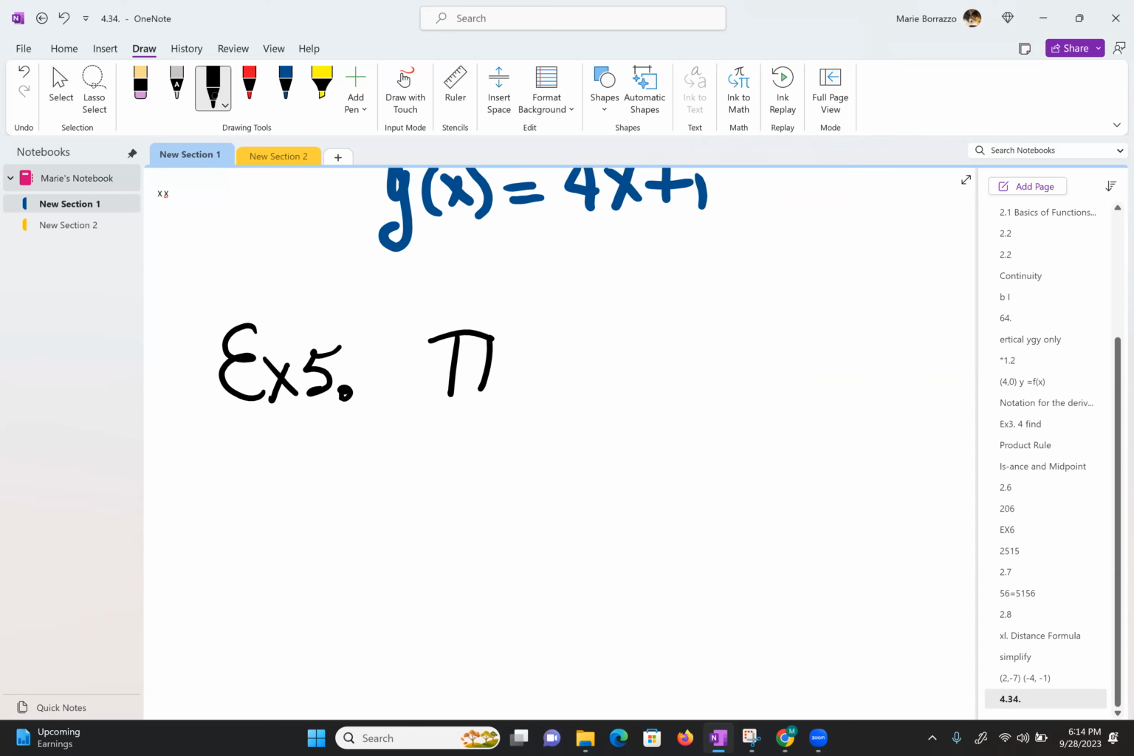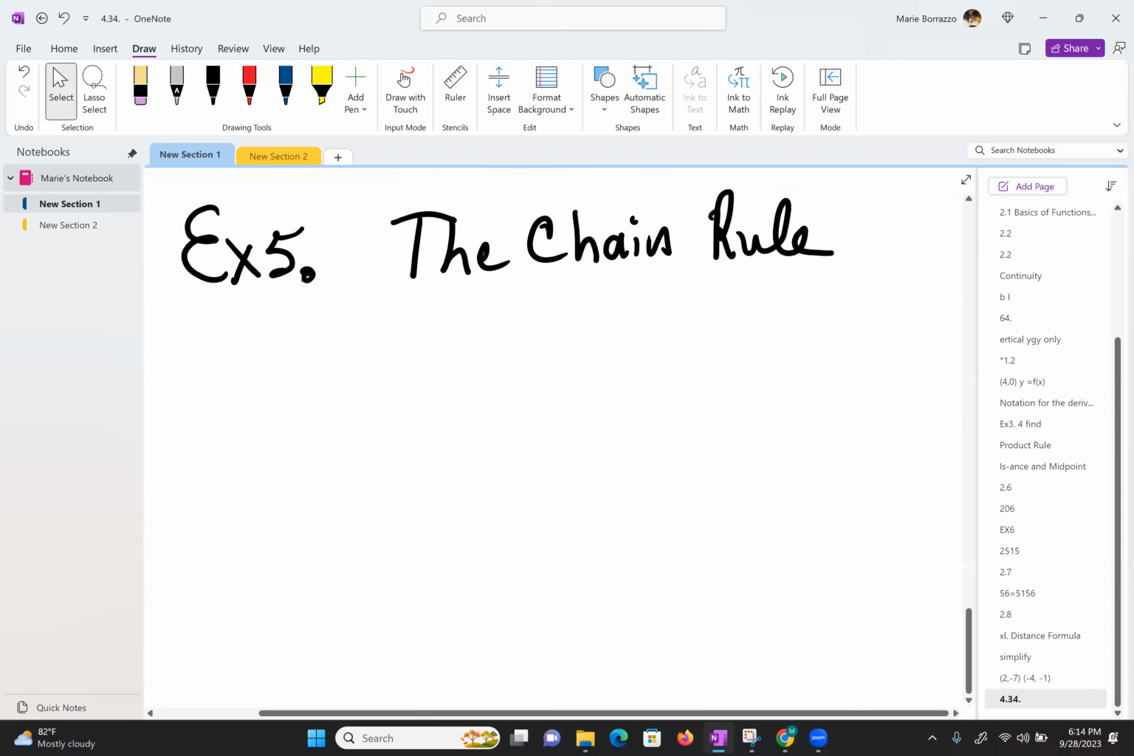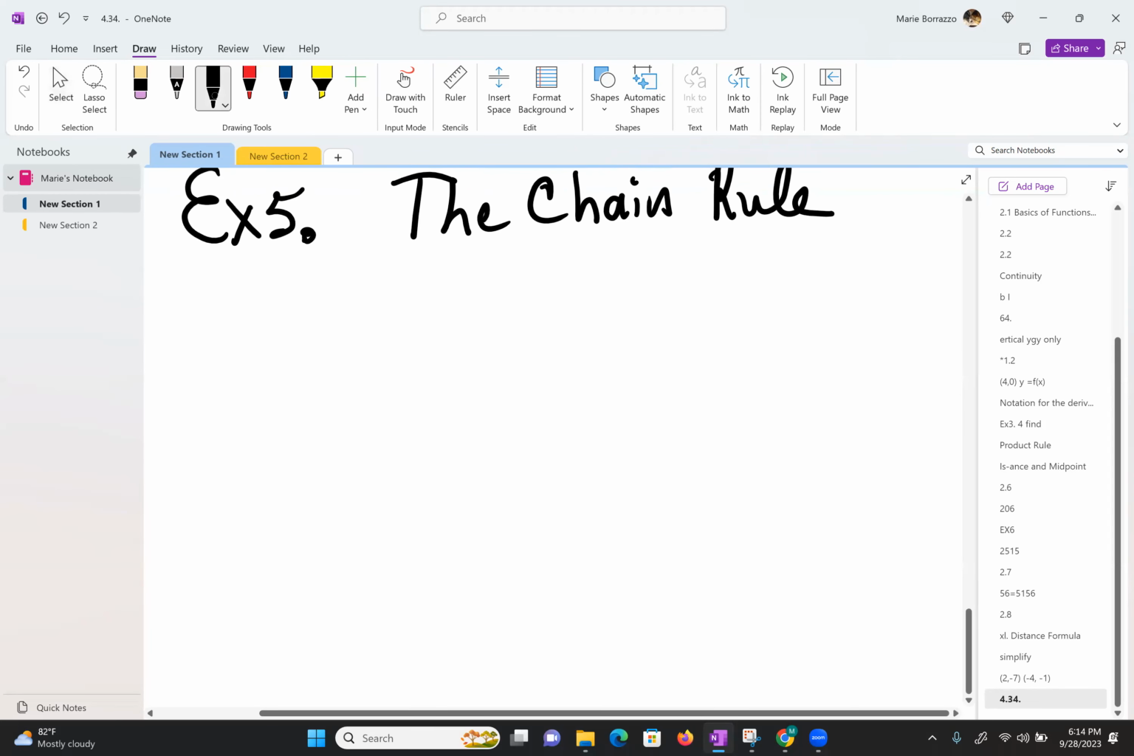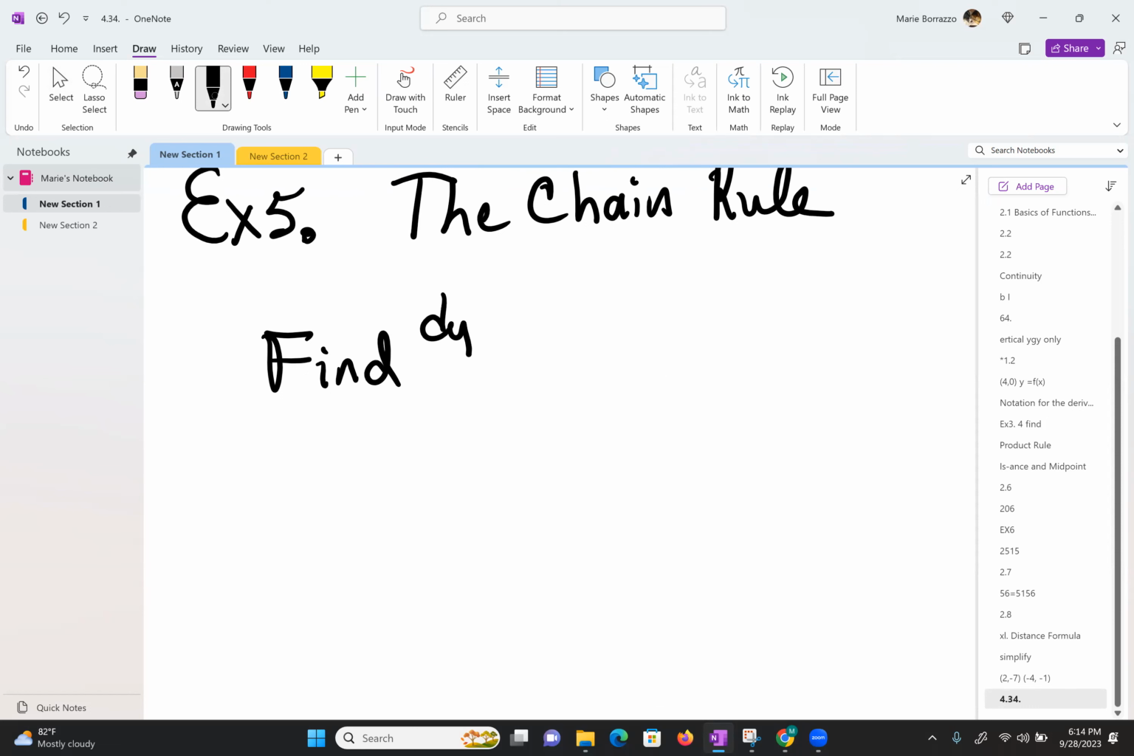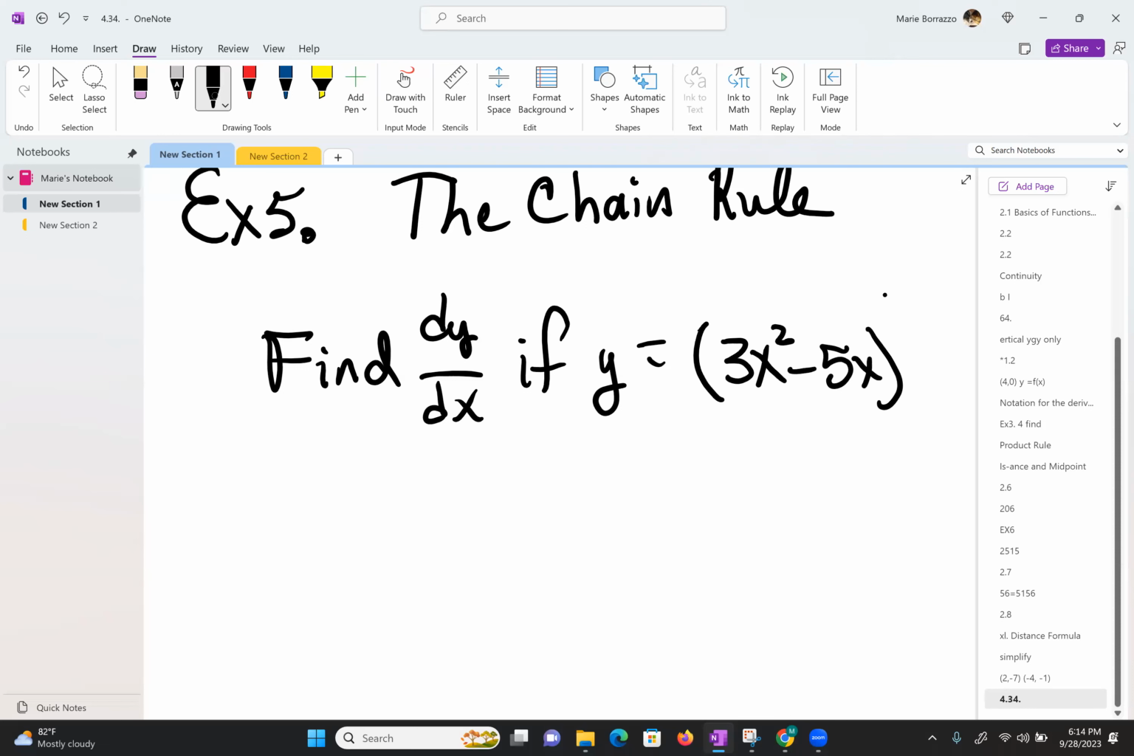So this is all about the chain rule. The chain rule is another way of doing derivatives or finding derivatives when you have composite functions. For example, in this case, they're asking us to find the derivative, so they call it dy over dx. And they're saying that is, what is the derivative if y is equal to parentheses 3x squared minus 5x, and this is all raised to the 1/2 power.